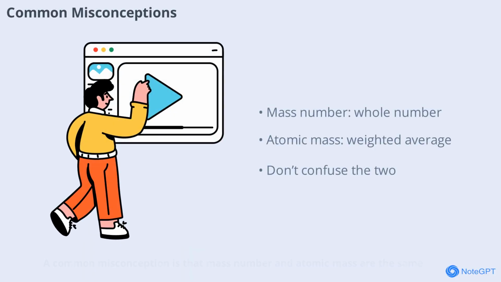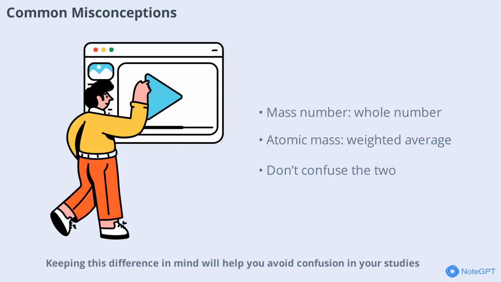A common misconception is that mass number and atomic mass are the same. Remember, mass number is always a whole number for a specific isotope, while atomic mass is a weighted average. Keeping this difference in mind will help you avoid confusion in your studies.